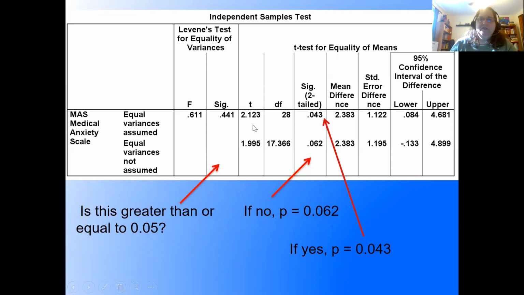So again, if it's greater than, we're using the 2.123, the 28, the 0.043. If it's less than, the 1.995, the 17.366, and the 0.062.